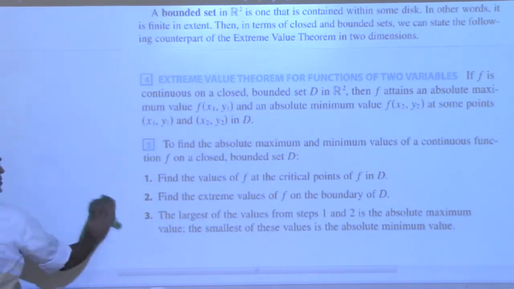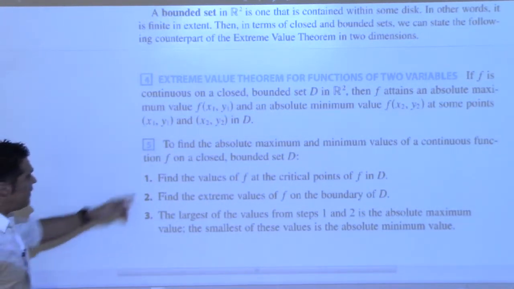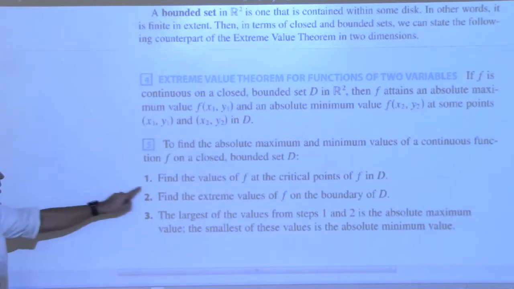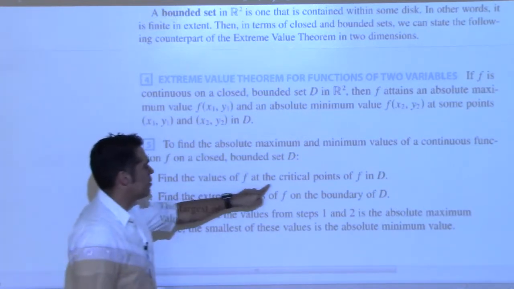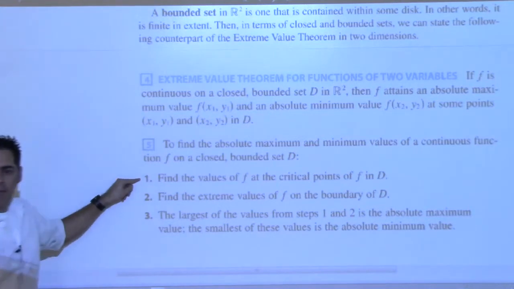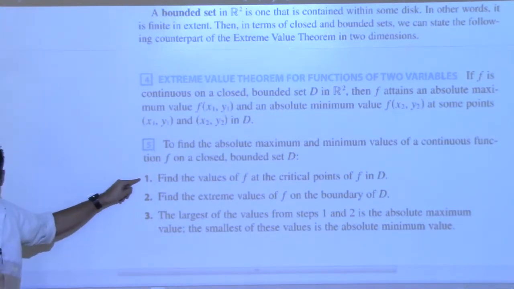So to do this, here's what we're going to do. To find the absolute maximum and minimum values of a continuous function on a closed bounded set D, number one, we find the values of f at the critical points of D. Step one means that you have to take the partial derivatives, partial of f with respect to x, partial of f with respect to y, set them equal to 0, and that gives you critical points. That's what we did last class.